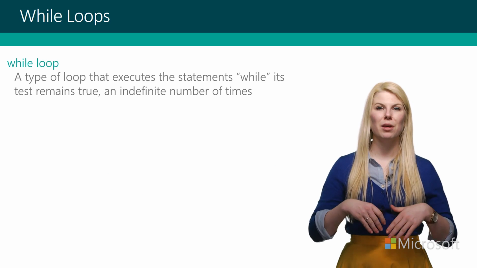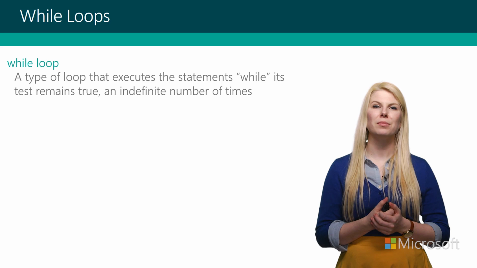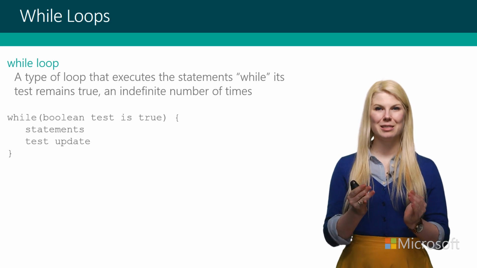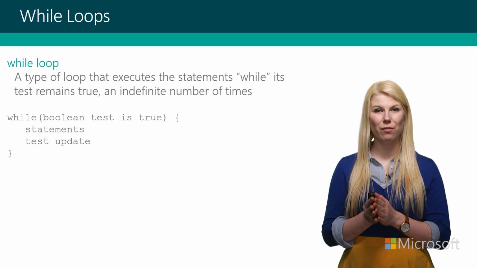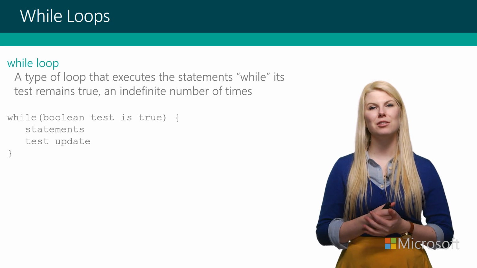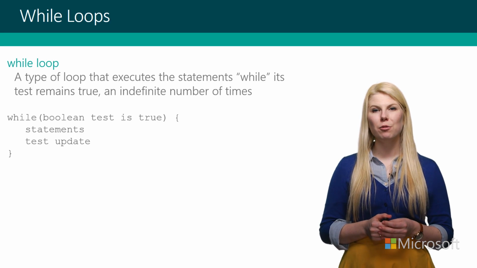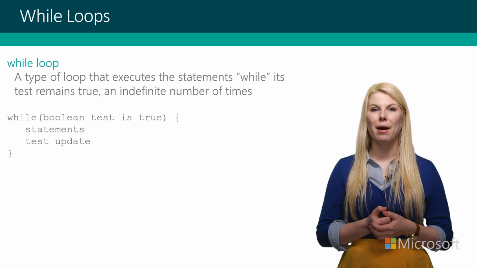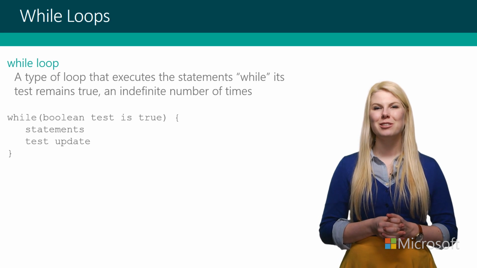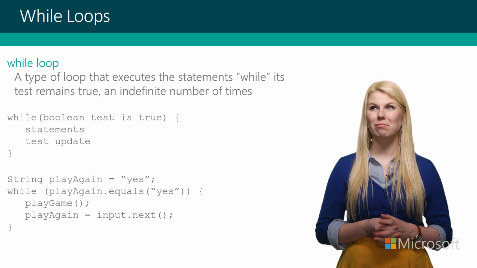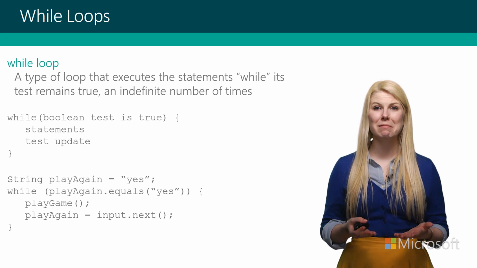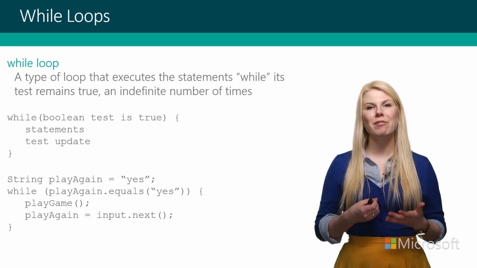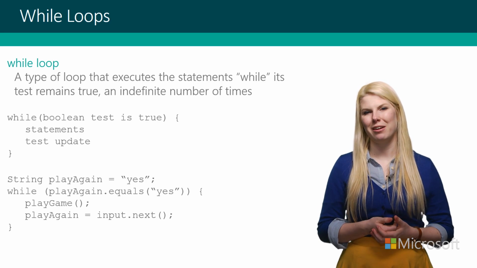So I want to do something while this test is true. You start with the keyword while, and then in parentheses, a Boolean expression that evaluates to true or false, and then a set of curly braces in your statements. A while loop can change how many times it runs with each run of the program, depending on what your test is. So for example, you could have a test while the user says keep playing, keep running your code. Or while I haven't counted yet to 10, keep counting.